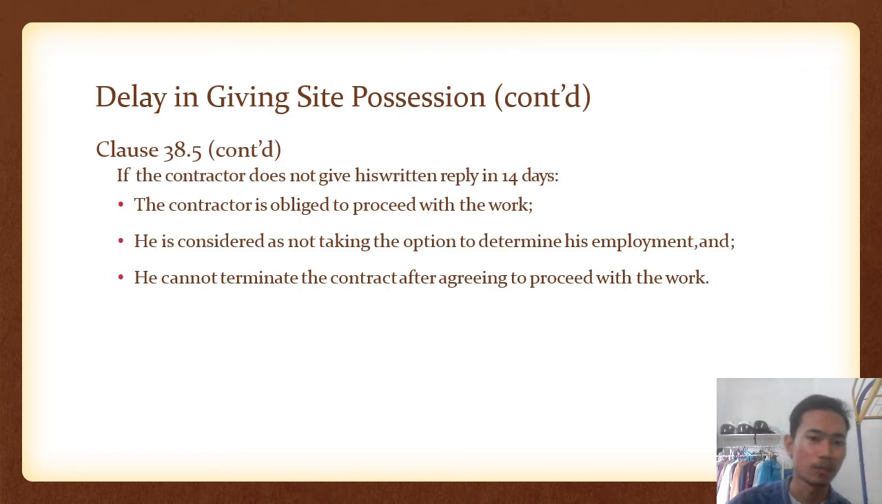Continue clause 38.5. If the contractor does not give a written reply in 14 days, this will happen: the contractor is obligated to proceed with the work, and he is considered to not taking the option to determine his employment, and he cannot terminate the contract after agreeing to proceed with the work.